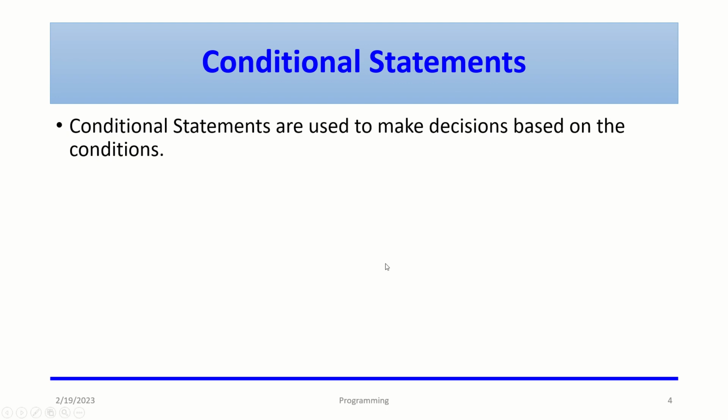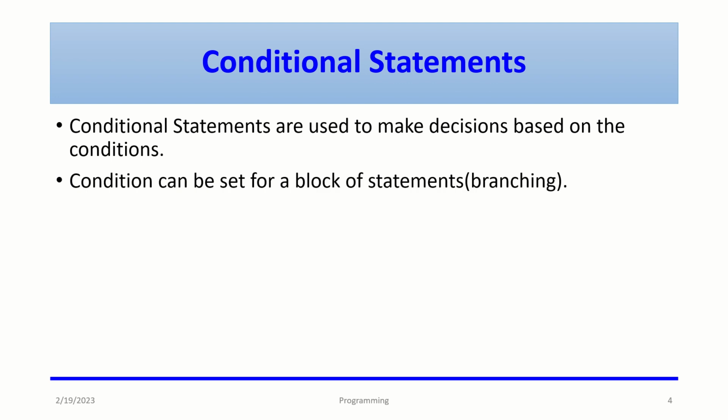So conditional statements are used to make decisions based on a condition, right? In the previous case, our condition is marks greater than 50. If it is true, then we have to output the message called pass and good. Otherwise, there is no output message. Conditions can be set for a block of statements, which we call branching. That means a number of statements can be executed while the condition is true. Otherwise, we can execute another set of statements.